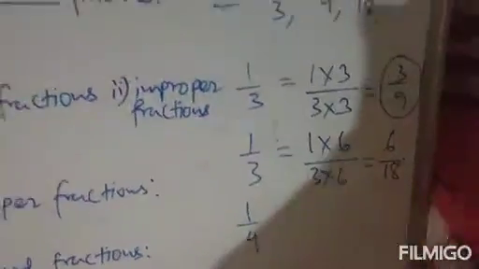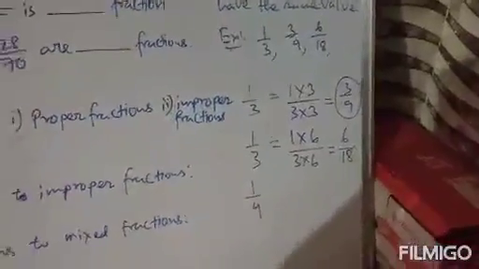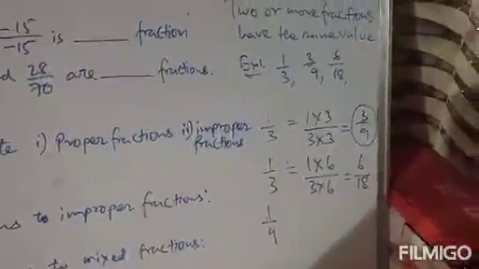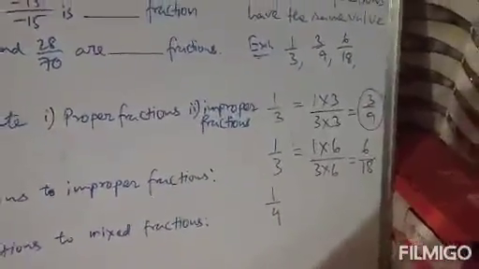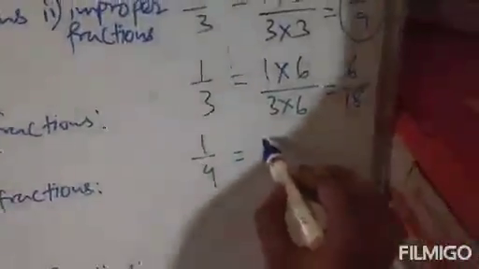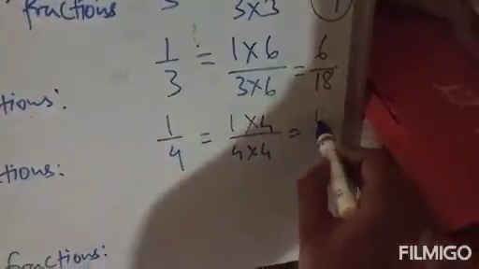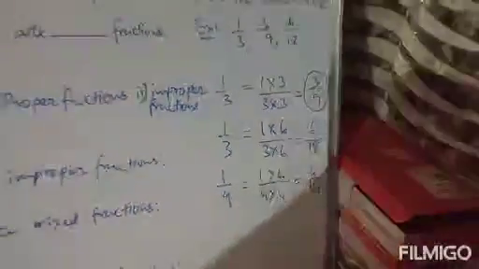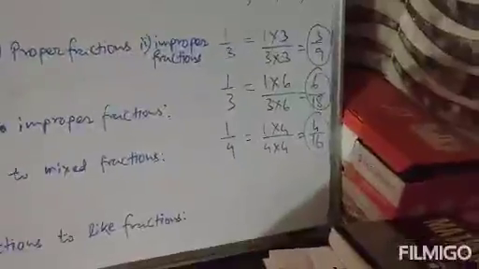Now again, suppose you want to multiply 4. Any number you can multiply, but always remember that the number you are multiplying should be the same in the numerator and denominator. That means suppose you want to multiply 4 with the fraction. So you have to multiply 4 with 1 and also with the denominator. That means 4 by 16. So these three are the equivalent fractions. That means 3 by 9, 6 by 18, 4 by 16. All these are your equivalent fractions.